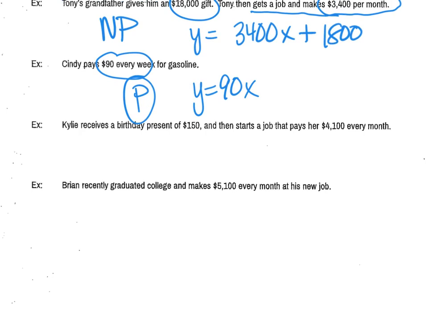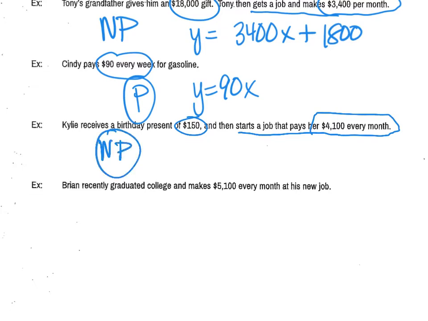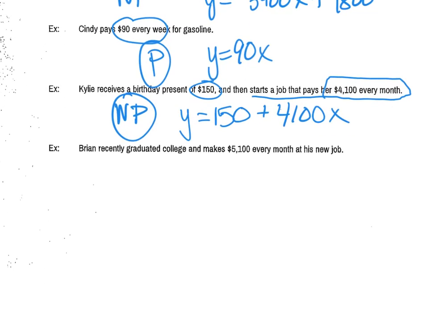Kylie receives a birthday present of $150, then starts a job that pays her $4,100 every month. That is good money. Non-proportional, because technically she starts with $150 and then she gets a job and gets paid that every month.